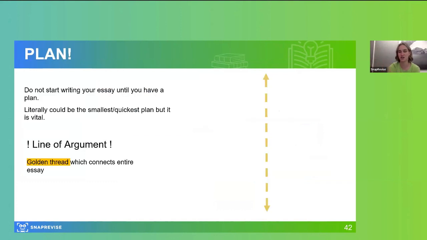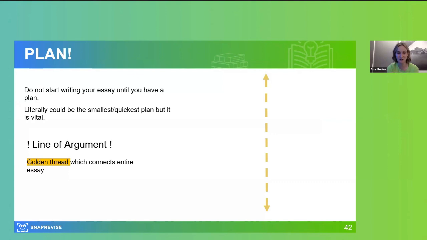So after you have read your question and you know you understand it, you should then move on to your plan. If you go away with anything, please go away with this. Do not ever start writing your essay until you have a plan. You can do that. However, it just means that you might become a bit lost and you might jumble your ideas up. And these plans, as you will see, do not have to be extensive. They do not have to take you too long.